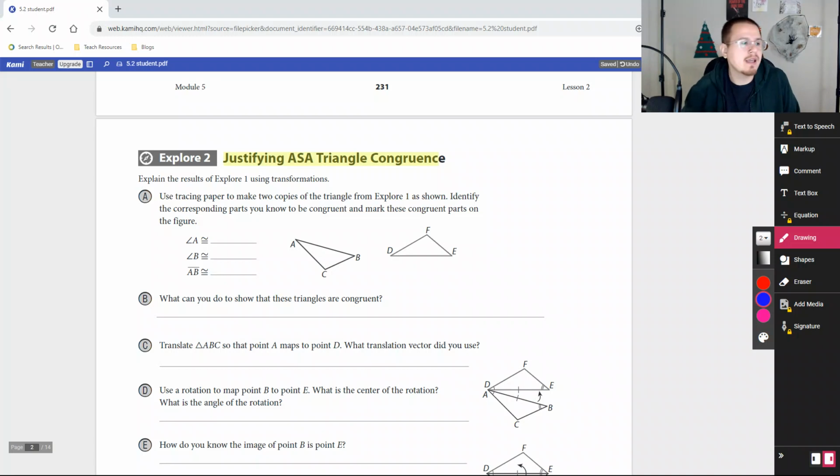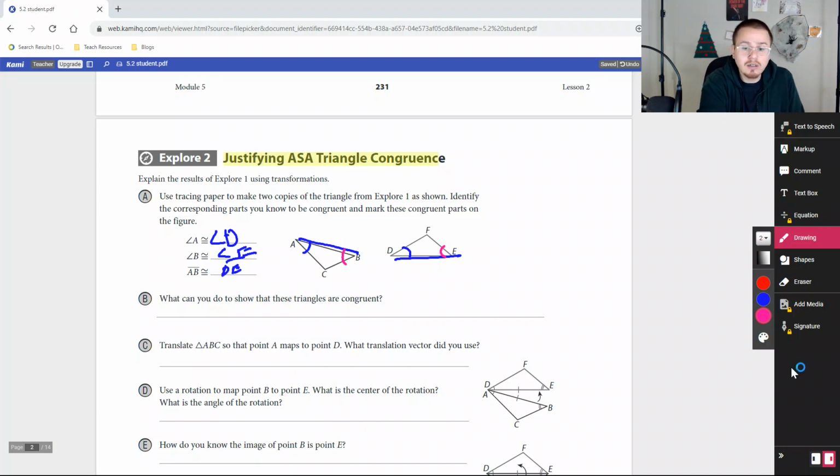Angle measure A is congruent to angle measure D. Angle measure B is congruent to angle measure E, and line segment AB is congruent to line segment DE. You can clearly see that you have two angles and the side in between. Think of it like a finger trap. So what can you do to show that these triangles are congruent?